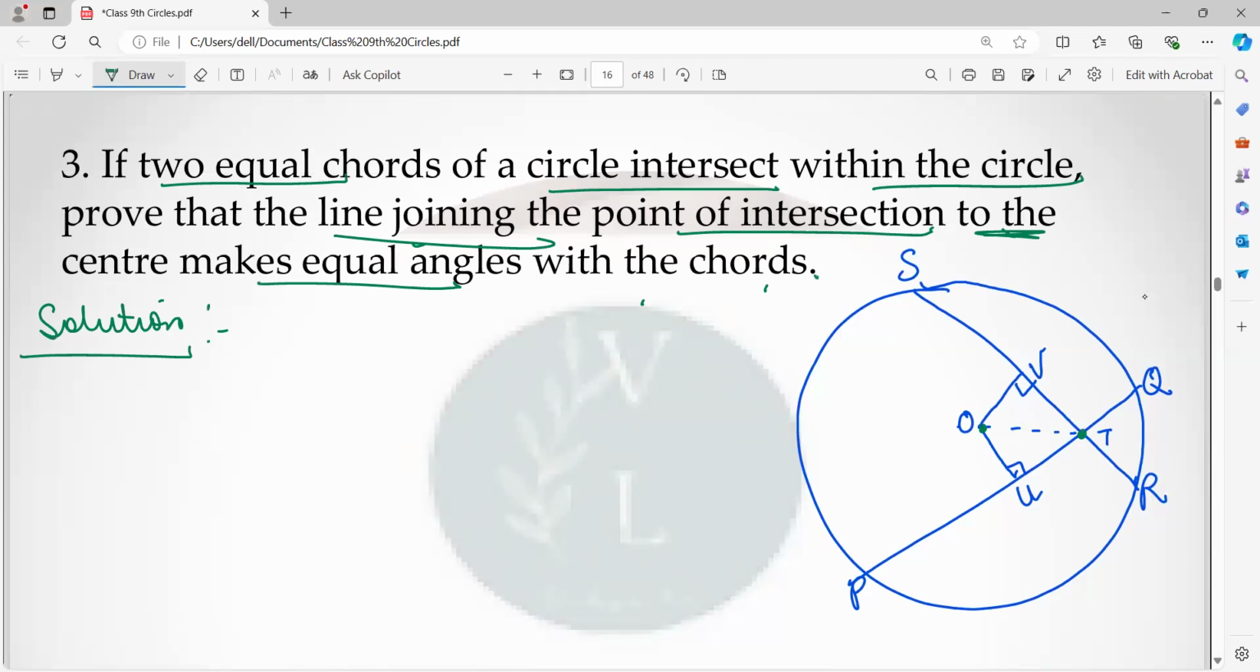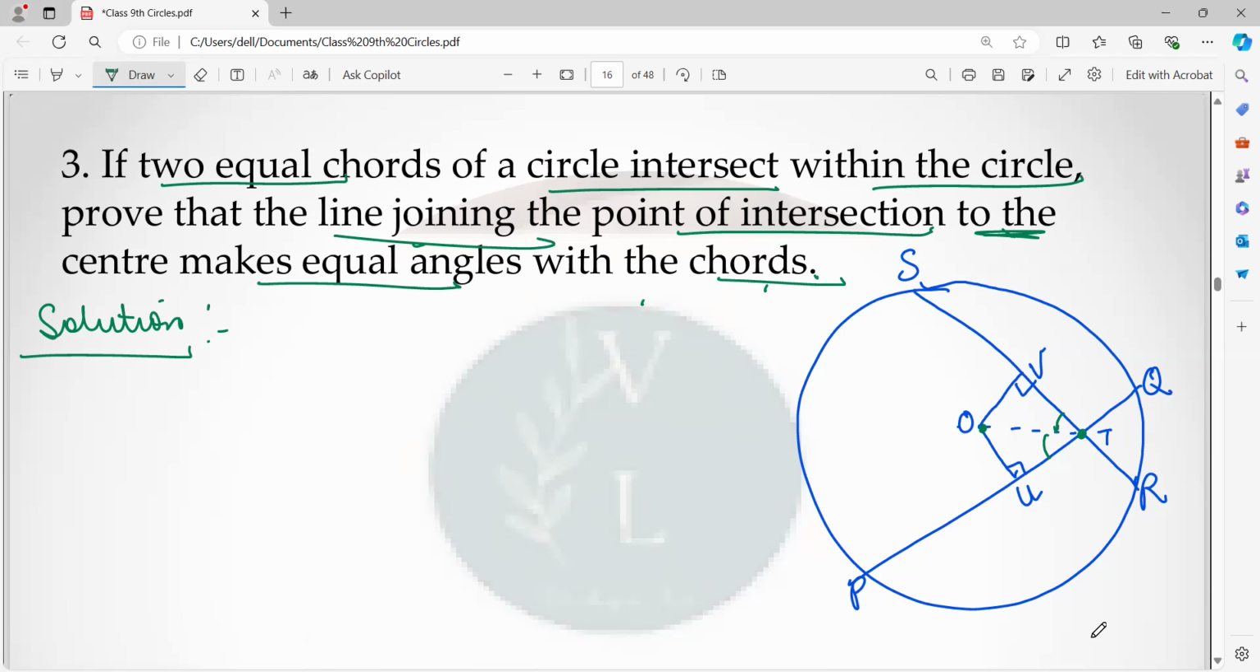If we draw a line from the point of intersection to the center, this line will make equal angles with the chords. So we need to prove that angle OTS is equal to angle OTP, or OTU. Okay. So again, like in the previous question, we'll try to prove both the triangles OVT and OUT congruent, and taking the corresponding parts, we'll get our answer.